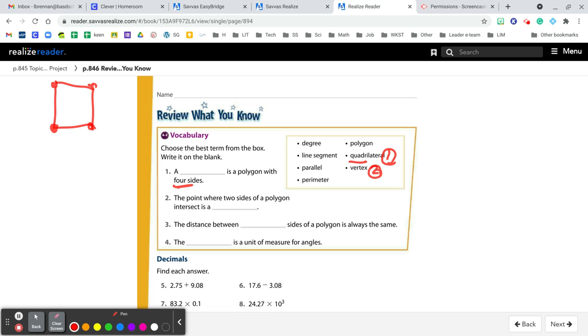The distance between blank sides of a polygon is always the same. When the distance between sides is the same, we call that parallel. And the blank is a unit of measure for angles, and we measure angles using a degree.